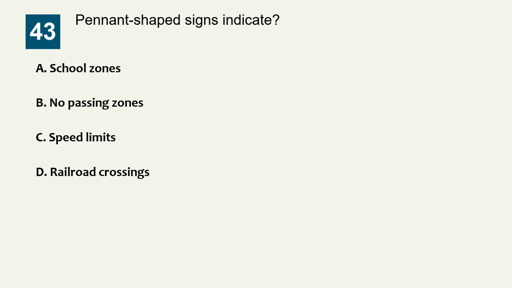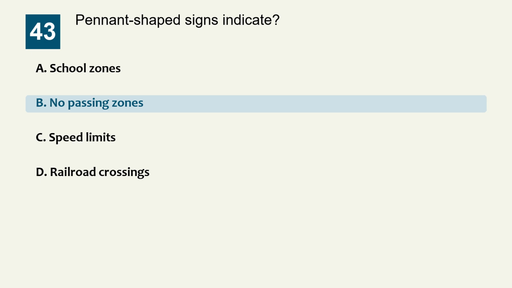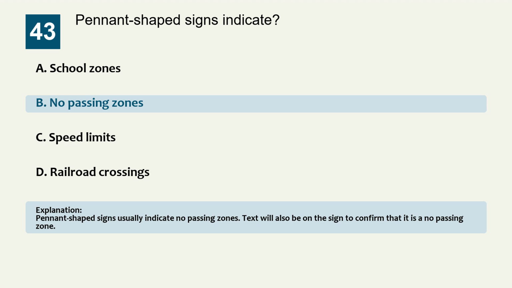Question 43. Pennant-shaped signs indicate: option A, school zones. Option B, no passing zones. Option C, speed limits. Option D, railroad crossings. The correct answer is option B, no passing zones. Pennant-shaped signs usually indicate no passing zones. Text will also be on the sign to confirm that it is a no passing zone.